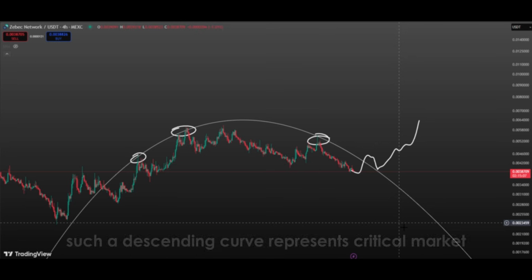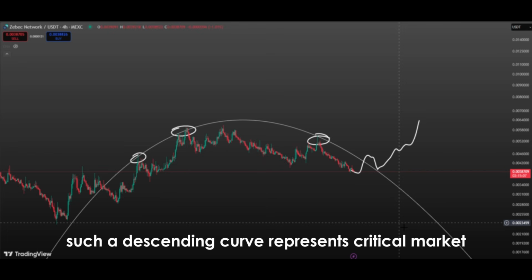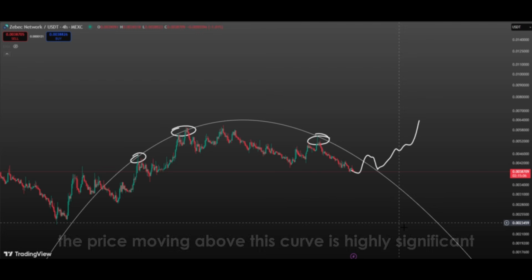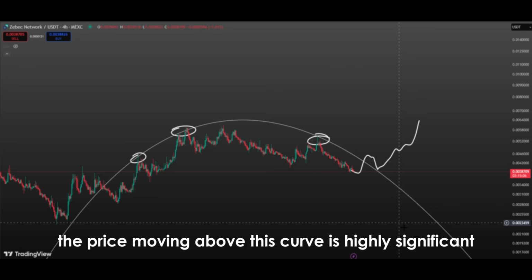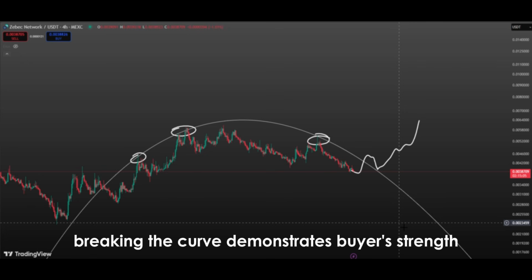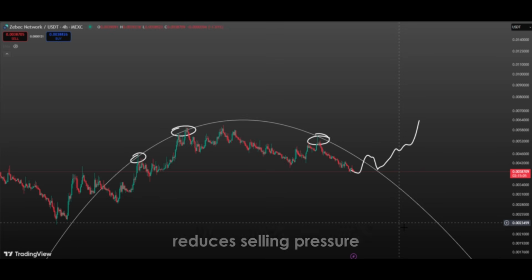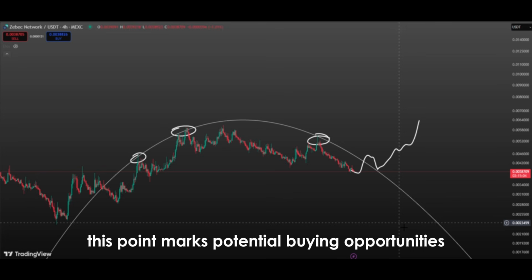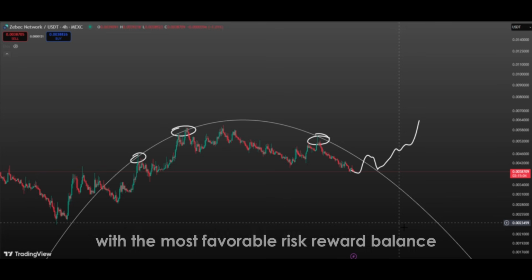In conclusion, such a descending curve represents critical market structures reflecting selling pressure and a downtrend. The price moving above this curve is highly significant from both technical analysis and market psychology perspectives. The price breaking the curve demonstrates buyer strength, reduces selling pressure, and allows for the initiation of a new upward trend. For investors, this point marks potential buying opportunities with the most favorable risk-reward balance.